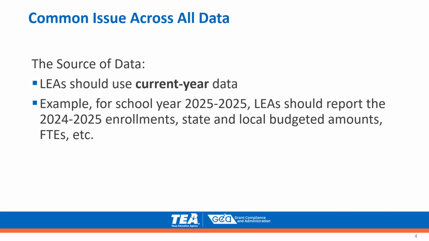LEAs are required to test for compliance using current year budget data. The term expenditures is used, but because the requirement is tested during the current year, LEAs must report budget data where applicable. Because LEAs are required to test for compliance using current year budget data, the LEA should not report the previous year's data or the current year's total expenditures to date. For example, for school year 17-18, LEAs should report the 17-18 enrollments, the 17-18 state and local budget amounts, the state and local FTEs, etc.